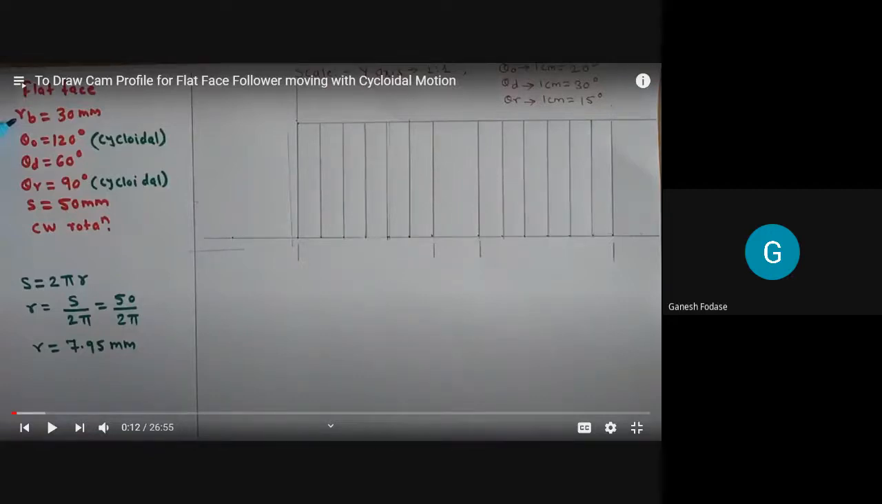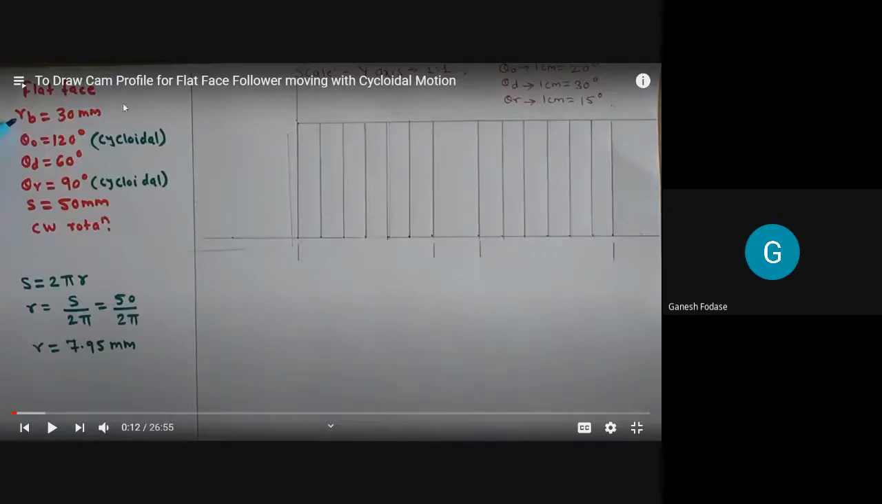The remaining, fourth one, that is cycloidal motion. Four motions we have seen. One is uniform motion, the other is SHM, the next is uniform acceleration and retardation motion. That we also discussed. The remaining one was cycloidal motion. So in this numerical we discuss how to draw the displacement diagram when the motion is cycloidal motion, and of course the procedure to draw the cam profile when the follower is a flat face follower. This is a good concept we have to understand here, a new concept.